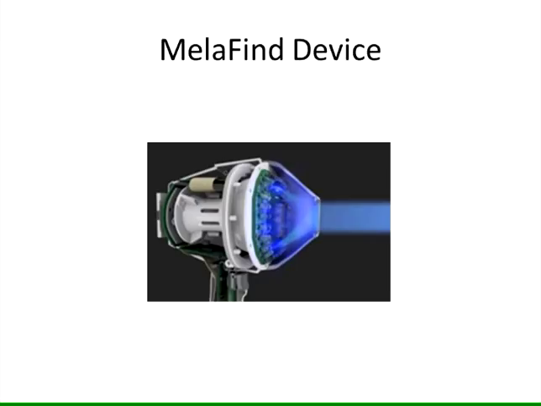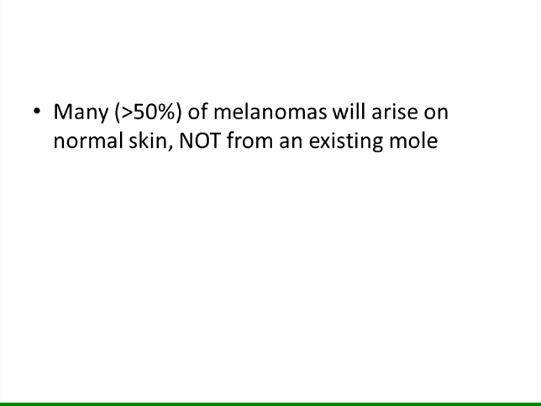A newer device on the market is called the MelaFind Device, and this is a computerized device that evaluates a variety of different colors and spectrums to look at one particular mole, and then the computer compares that to known melanomas and decides, is this a high-risk lesion or a low-risk lesion? It has been shown to be very sensitive to find melanoma, but there are also a number of false positives that it identifies, similar to a clinician. So that is a difficulty and a challenge that we're still trying to overcome.